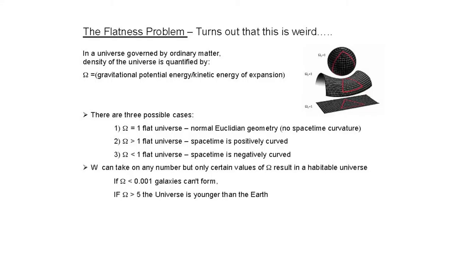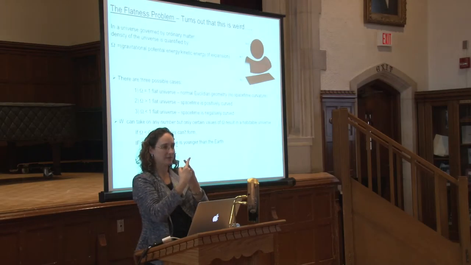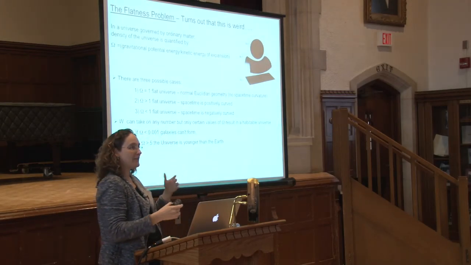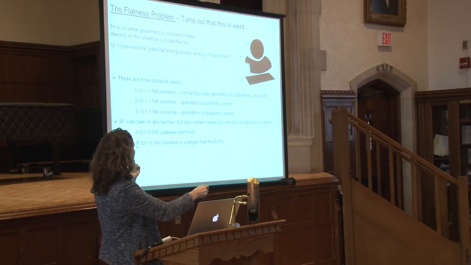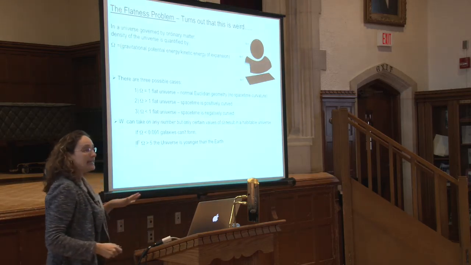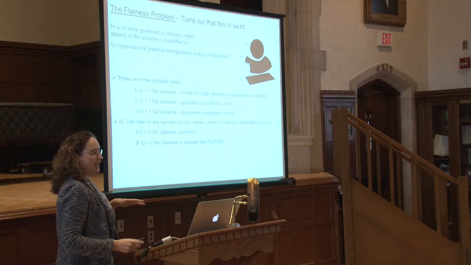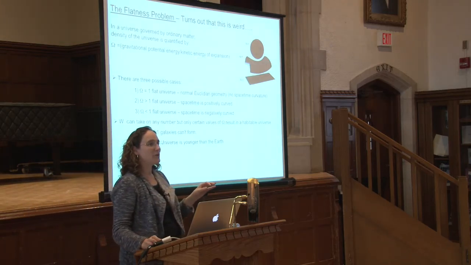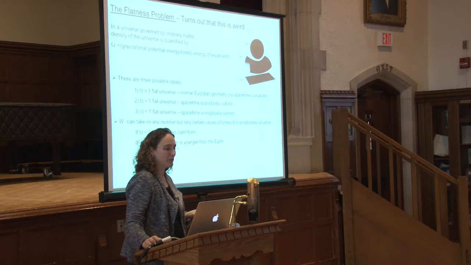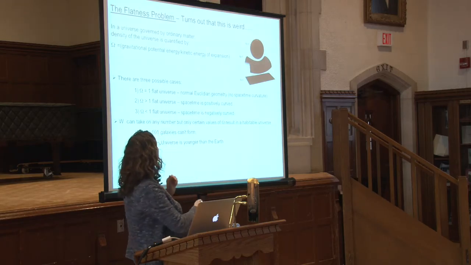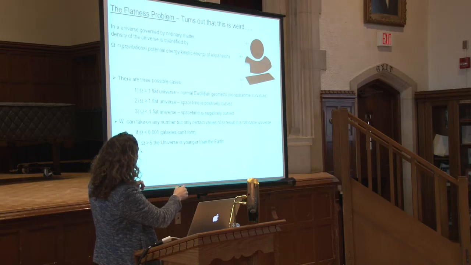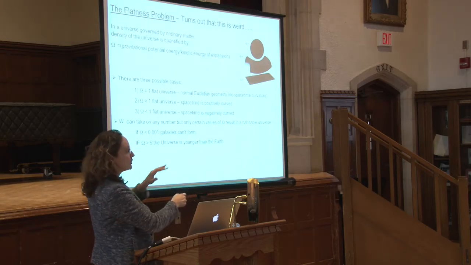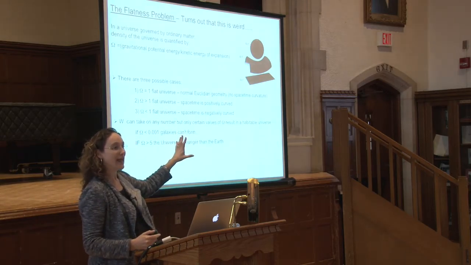If I send two lines out, they're going to curve around. Or I can have the opposite, right? It's more like a saddle kind of geometry. It can take any number you want, but only certain values result in a habitable universe. So if this parameter we refer to as omega, which is a ratio of the gravitational potential energy to the kinetic expansion, you don't have to worry about that. It's a measure of flatness.